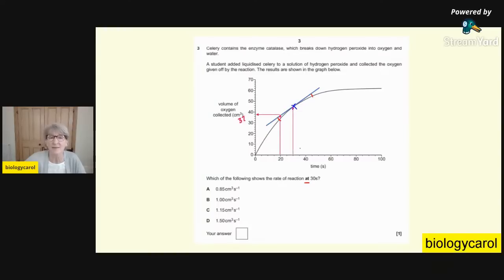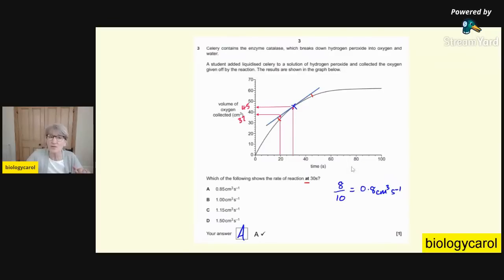Can I just point out that this is not done particularly accurately either. I can immediately see that these two lines aren't perfectly parallel. So this isn't going to be a superbly accurate answer, but I'm going, okay, there's an 8 centimeter cube difference in oxygen over 10 seconds. So 8 over 10 equals 0.8 centimeters cubed per second. And as you can see, that is closest to answer A. So I would have gone with answer A. And I got it right.